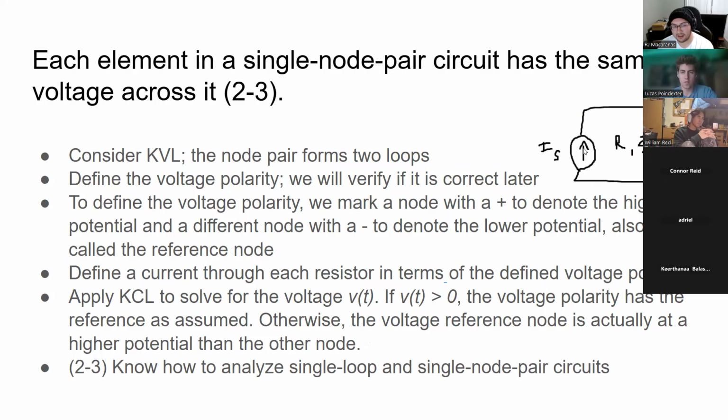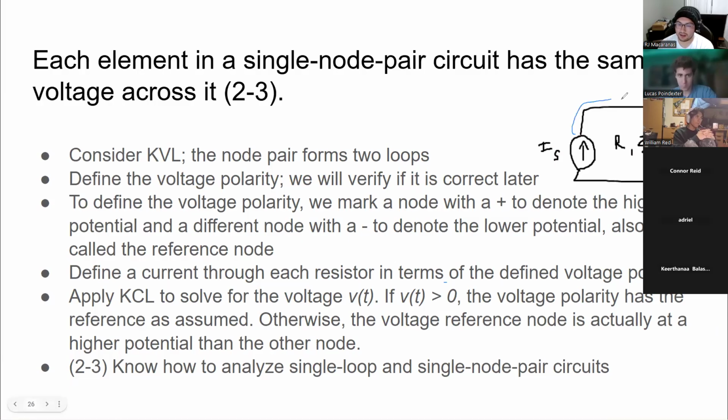And if I look at this outer loop, the same is true, right? If I'm going up through the source and then going down through R2 here, the voltage across the source is the same as the voltage across R2. And so all of these voltages are equal, and we say that they're connected in parallel, right? They're in between the same two nodes here.